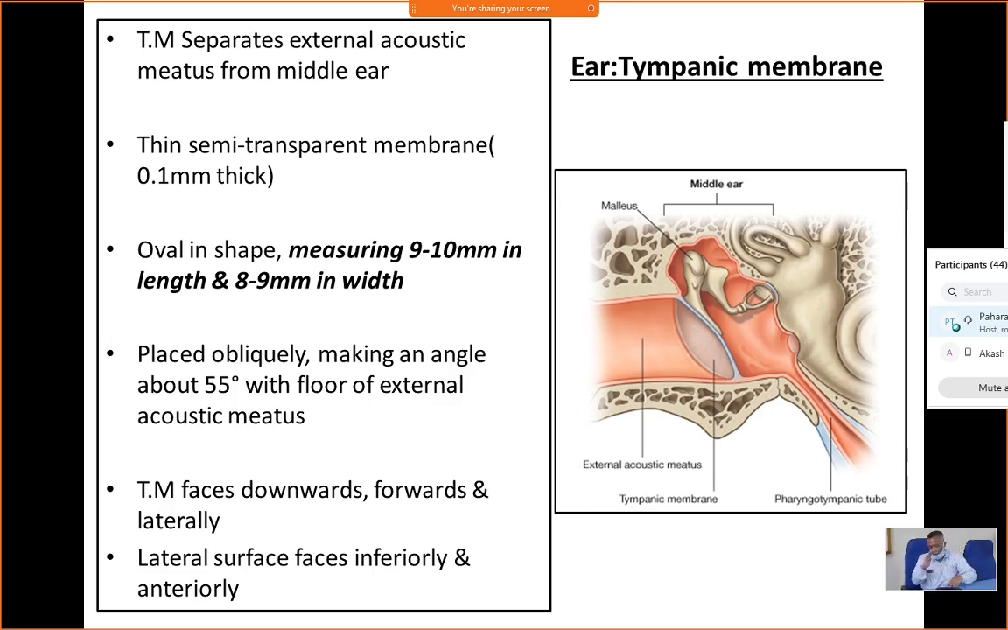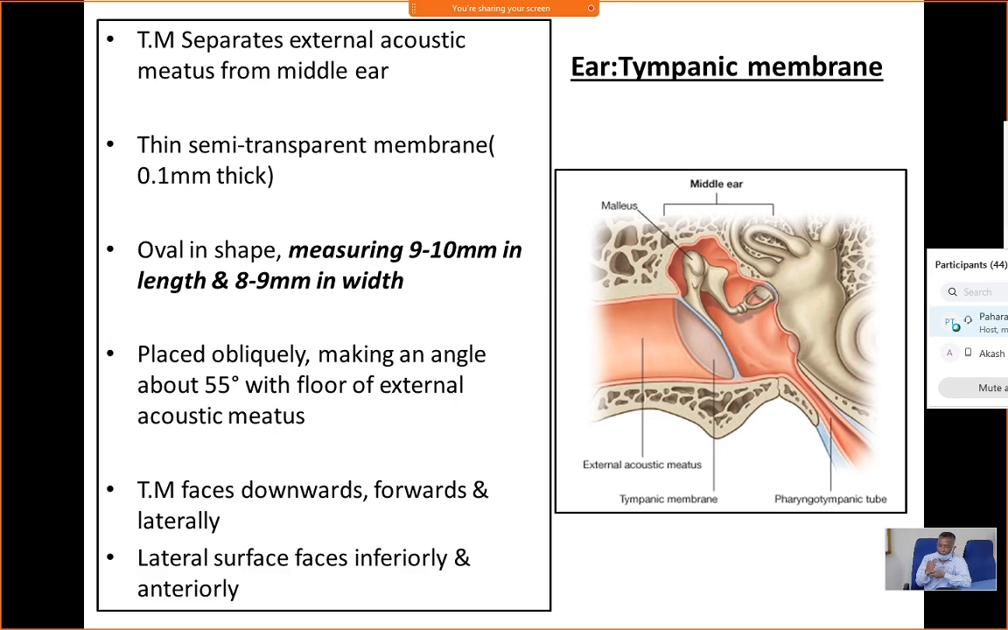Suppose this is the external acoustic meatus, then this is the lateral aspect and this is the medial aspect. This is the floor of the external acoustic meatus. So it is placed obliquely, not in a vertical position, and it makes an angle of 55 degrees with the floor of the external acoustic meatus. So the tympanic membrane faces downwards, forwards and laterally.